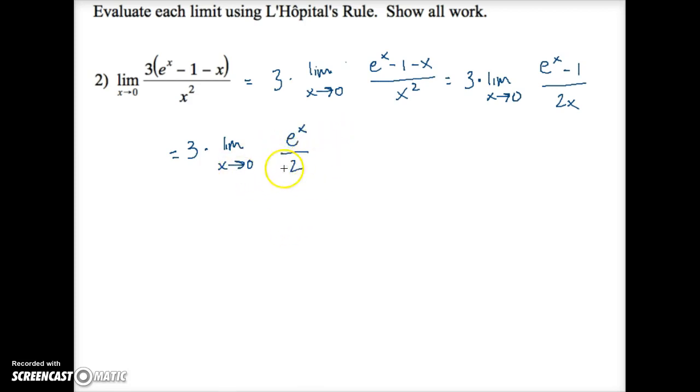So now we can evaluate this. We don't have any division by 0, and we get 3 times 1/2, which is 3 halves. And that is the limit.